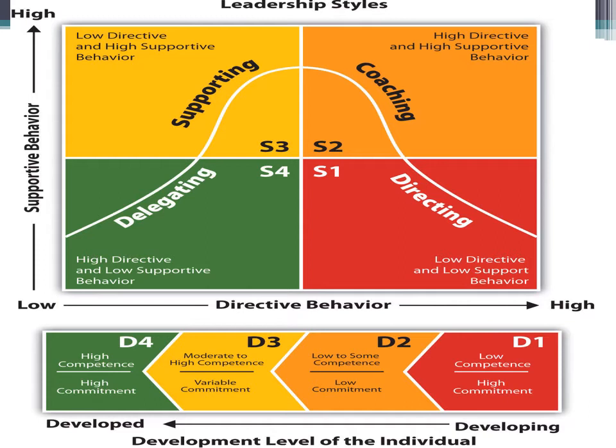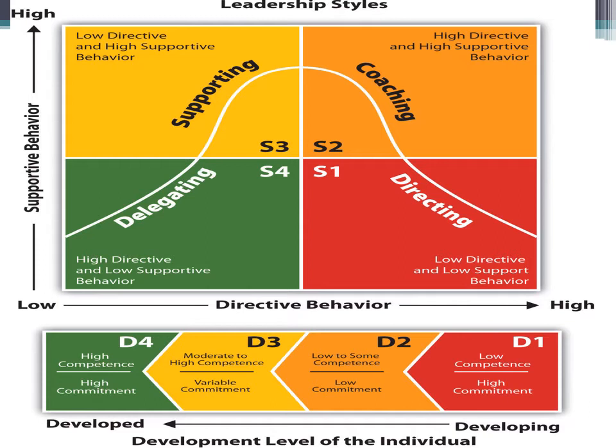The different levels of development which we are going to discuss over here are as follows. In the first development level, D1, the competency is low but the commitment is high, as you may see in this diagram. Then comes D2. In this level, there is low to some competence and low commitment. It means commitment is low but competency is low to somewhat higher.